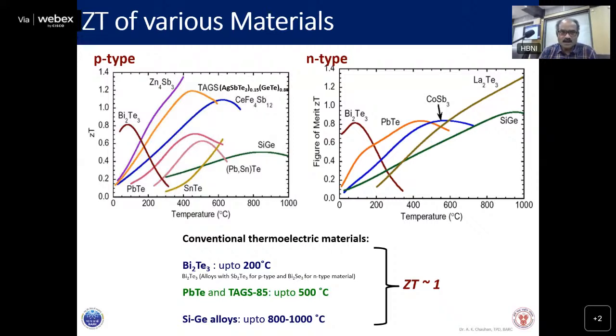These are some typical materials which are very commonly used in thermoelectric devices.